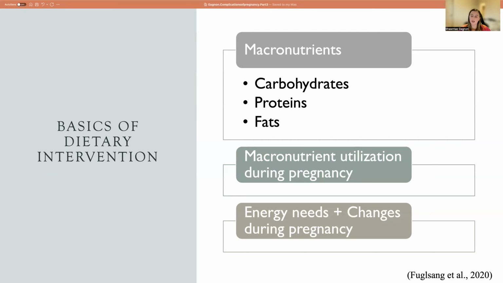So macronutrient utilization during pregnancy. As I mentioned before, a non-pregnant person's main source of energy is carbohydrates. That's kind of their main function. But during pregnancy, proteins and fats become the main source of energy for the mother. And then the fetus's main source of energy is carbohydrates. Energy needs and changes during pregnancy. So these change each trimester. Maternal metabolism shifts, as we've discussed, and then also just fetal growth and development that will need an increase in calories per day from the mother.